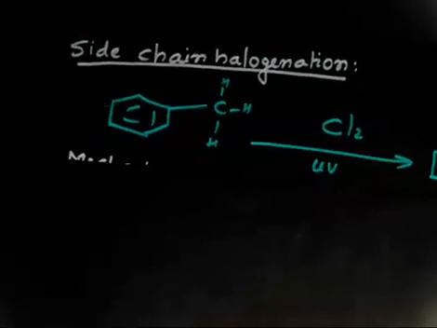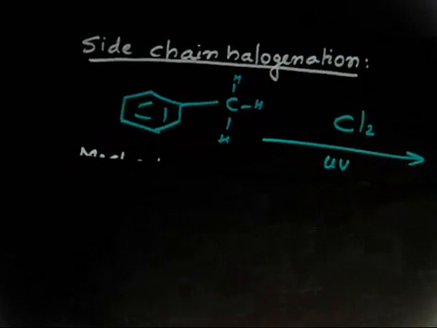Something called side chain halogenation. So we are discussing something called side chain halogenation. You have to write down the product. What will be the product in this case? If you treat PhCH3 with Cl2 in UV light, what product do you expect? Give me any answer.